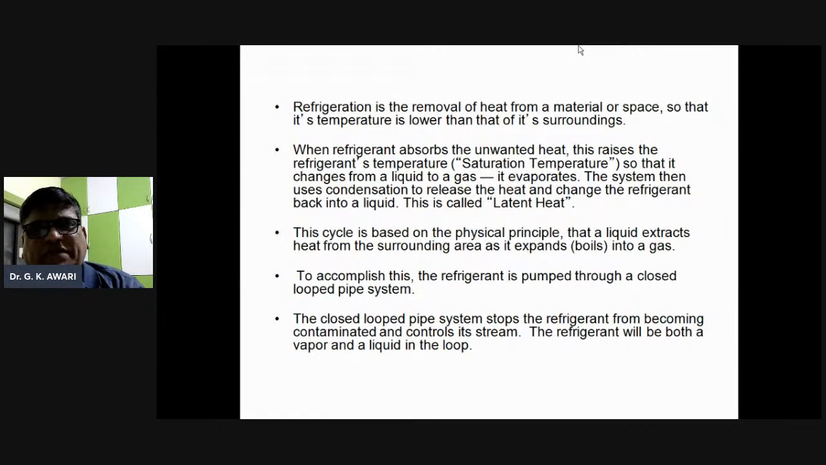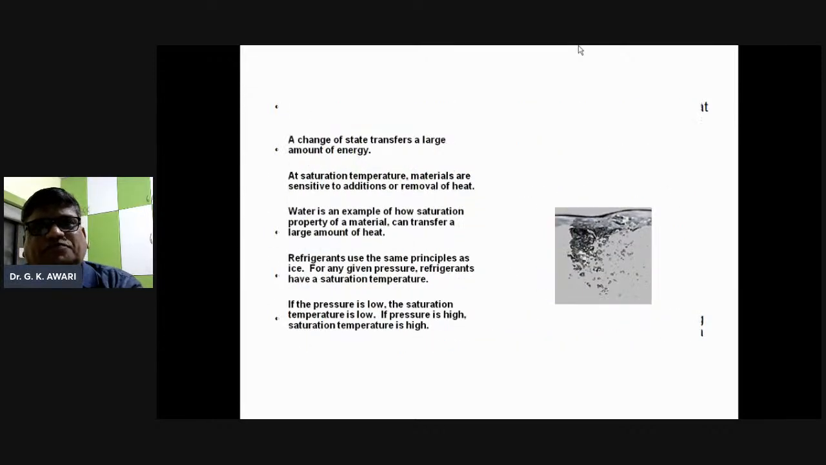So this cycle is based on the physical principle that a liquid extracts heat from the surrounding area as it expands into a gas. To accomplish this, the refrigerant is pumped through a closed loop pipe system. The closed loop pipe system stops the refrigerant from becoming contaminated and controls its flow. The refrigerant will be both vapor and liquid in the loop.